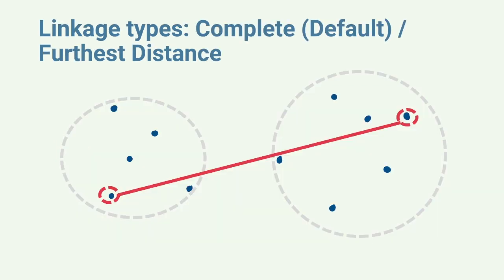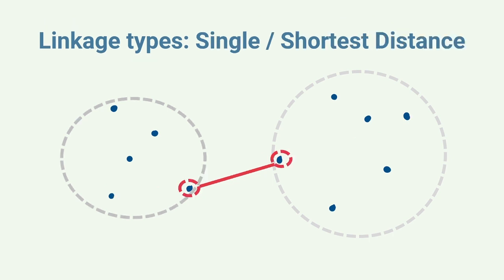There's only one parameter that you'll need to adjust for hierarchical clustering, and that is the linkage type. This is the way that distances are measured between 2 clusters. Default is called complete linkage. This uses the furthest distance, or the distance between the 2 points which are furthest apart. The other type is called single linkage, which measures the distance between 2 clusters by finding the points which are nearest, which have the shortest distance.